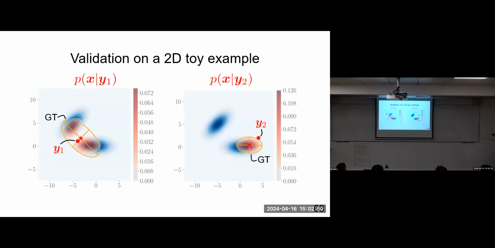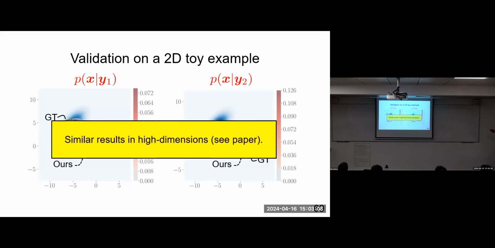And here you see also the ground truth principal components and variances rendered as analytics. So in this case, again, derived from the analytical posterior. And now you see in black our method in both test points, and you see that in both cases, our method recovers the underlying ground truth very accurately. We also have in the paper similar results in high dimensions, in 100 dimensions, for example. You're welcome to look there.